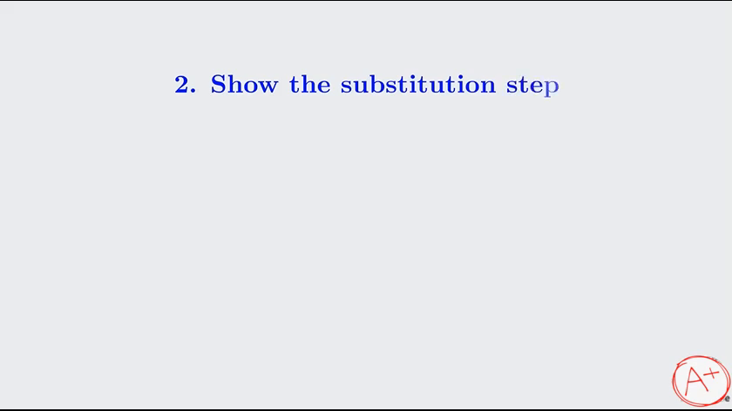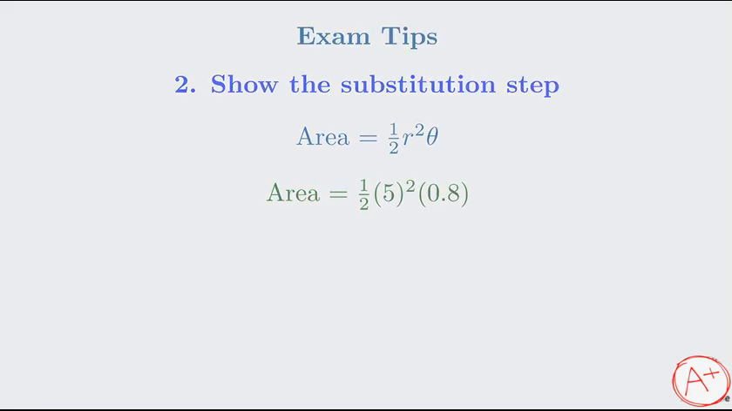In multi-part questions, examiners award method marks for correctly substituting values into the arc length or area formulas. Even if your final answer is wrong due to a calculation slip, showing the formula with your numbers plugged in secures those crucial marks. Use the pi button on your calculator rather than 3.142.